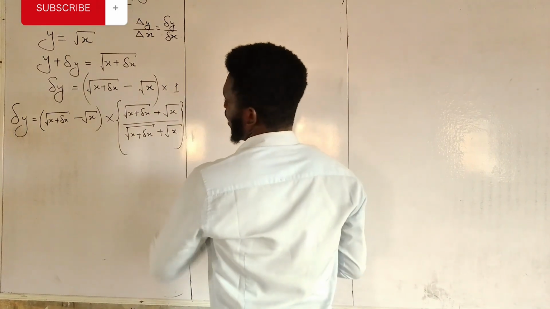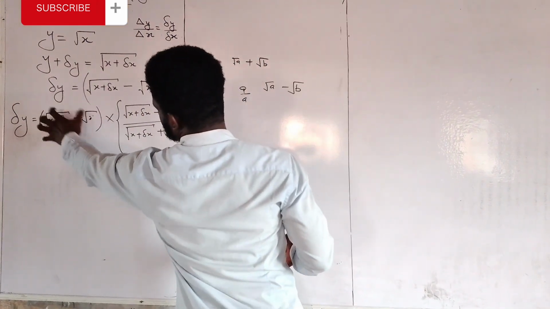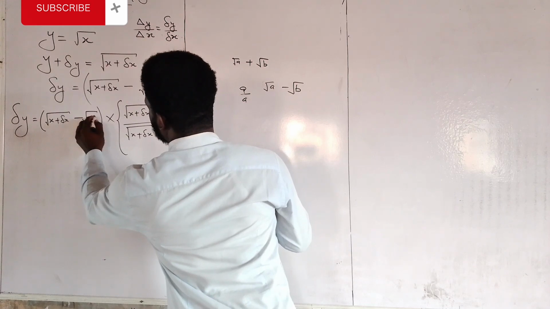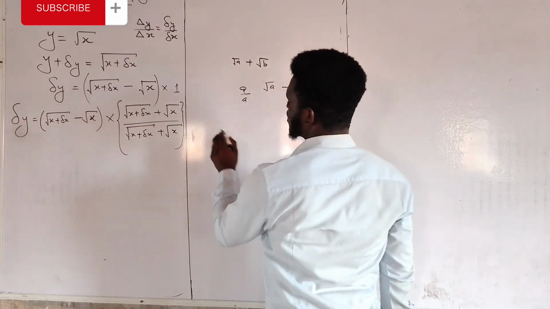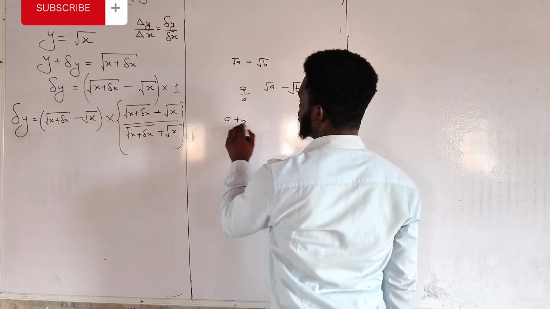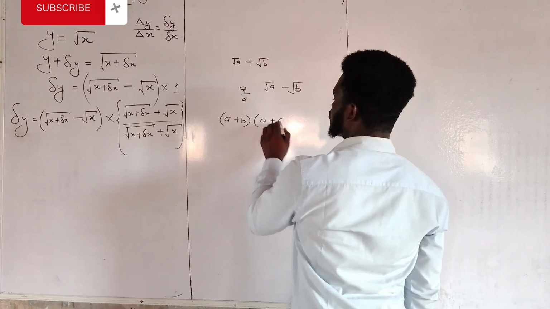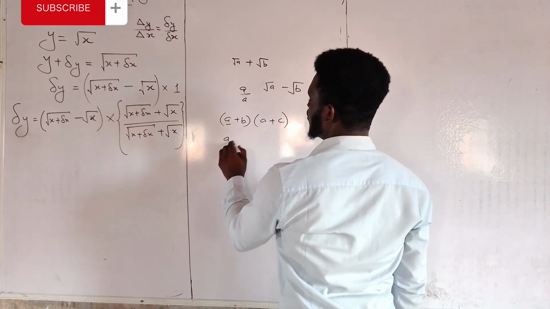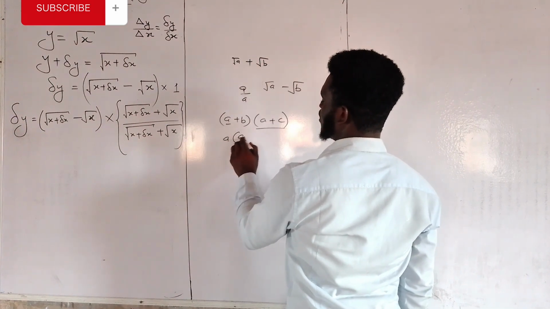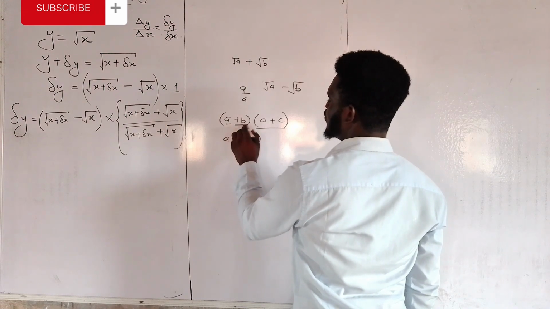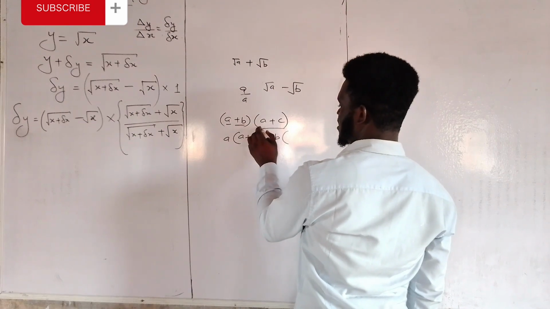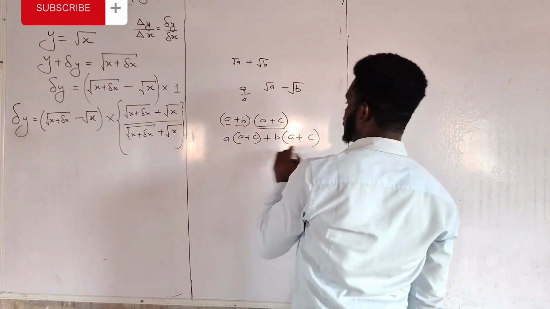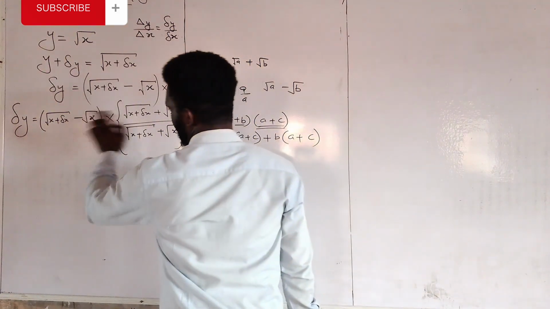From here we can expand. Don't forget, this is going to multiply the numerator. If you are expanding brackets, do not forget that a plus b multiplying a plus c is going to be a multiplying everything here, a plus c, and plus b multiplying the same everything here, a plus c. This is the system of expansion. So that's what we're going to apply here now.